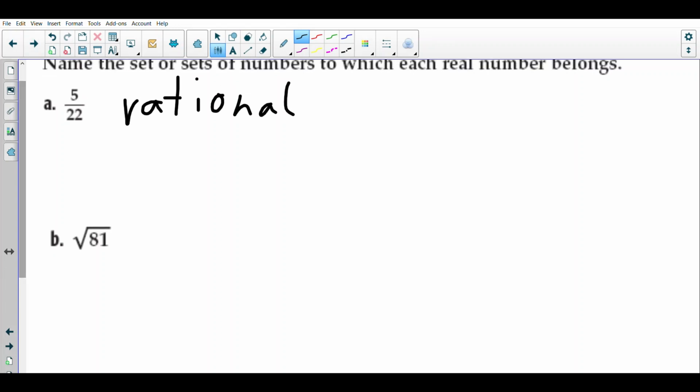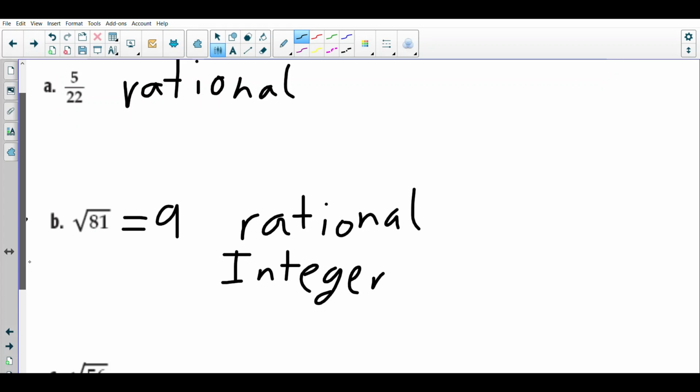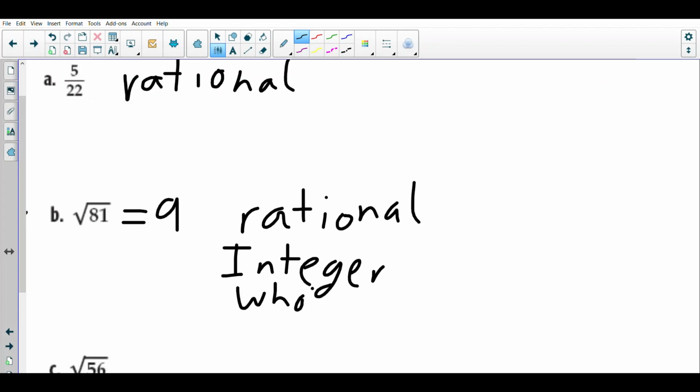Well, the square root of 81 is actually 9. Well, 9 can be written as a fraction, so it is rational. Okay, well, 9 is a whole number, and it's a positive or negative whole number, so it is an integer. It is also a positive whole number, so that means it's a whole number. And it is also a counting number, 1, 2, 3, 4, 5, 6, 7, 8, 9. So it is a counting number.